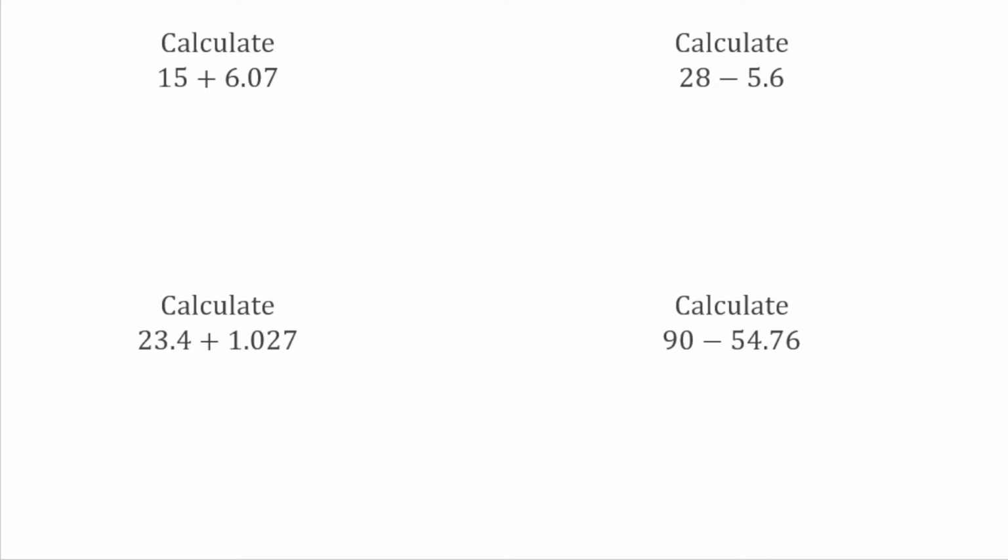So for this first example, we'd want them both to 2 decimal places. So I'd write 15 as 15.00, we then add on 6.07. So now the columns are nicely aligned.